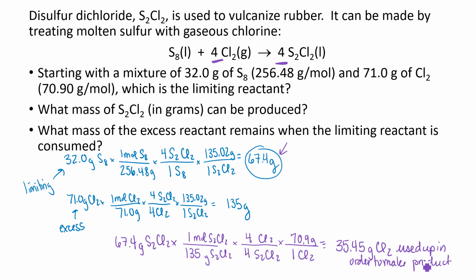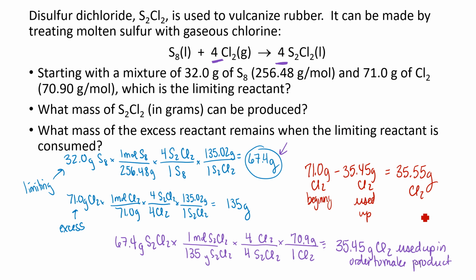Okay. So I still haven't answered the question yet. The question says, how much excess remains? So I'm going to do this in a different color here. So what we say is initially we had 71.0 grams of Cl2 at the beginning. Okay. And then we used up 35.45 grams. So what's going to be left over? It's going to be about 35.4. Let's see. It's 35.55, I guess. Okay. So you're going to have 35.55 grams of Cl2 remaining.